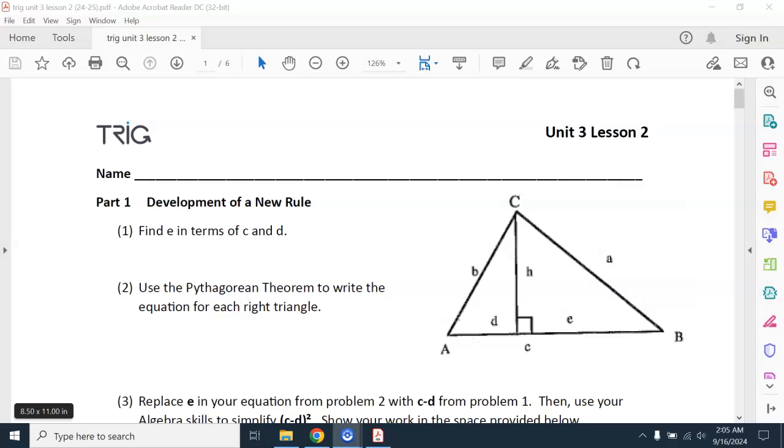Today we're going to finish Unit 3, Lesson 2. If you were absent, please get a copy of the activity from your teacher and then any notes that you missed. So we've already completed the first page of the activity. In the first page we actually developed the law of cosine rule.